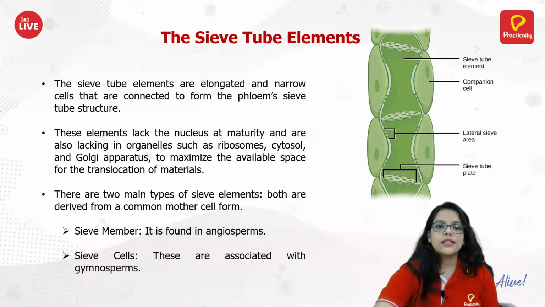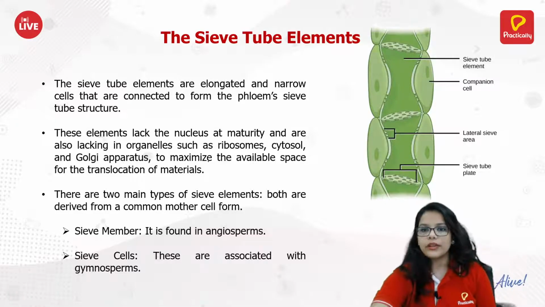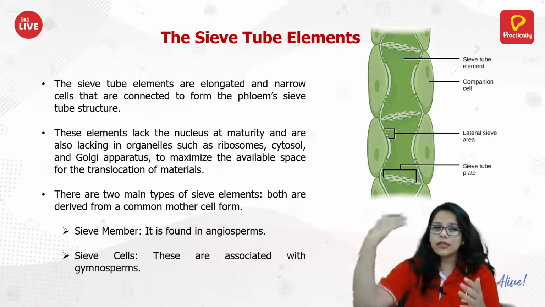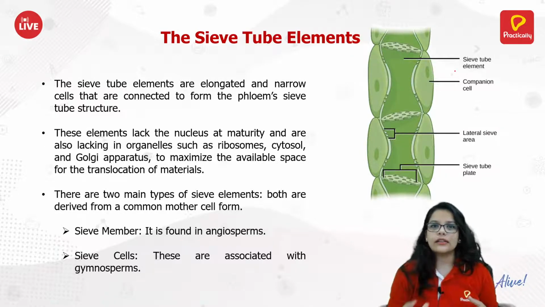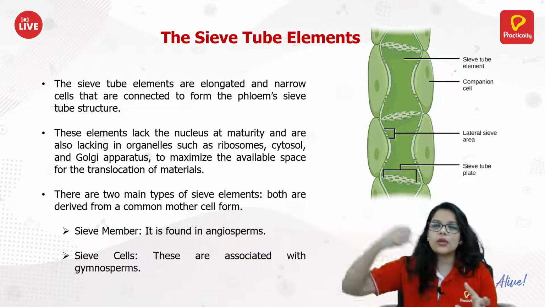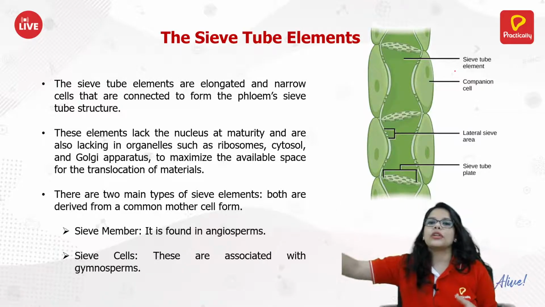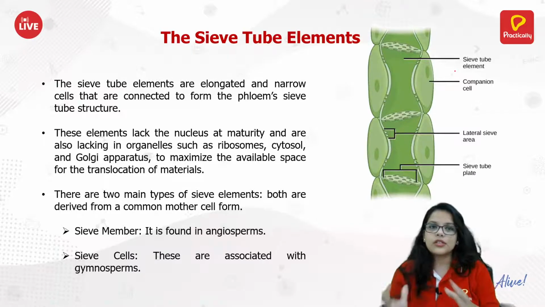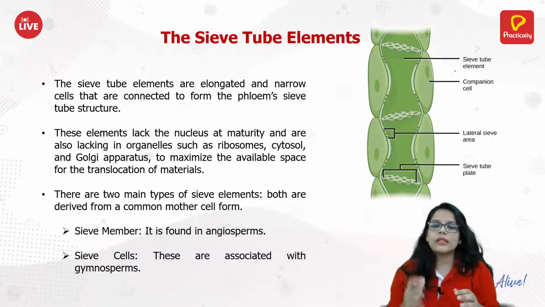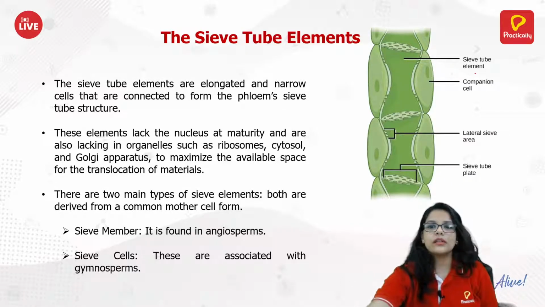First is the sieve tube elements. Where are the sieve tube elements? Wherever you see a phloem diagram, you'll always see that they are all together. You cannot just take out one part and put it in a diagram, because they're always together. They work together. So this is the sieve tube element.